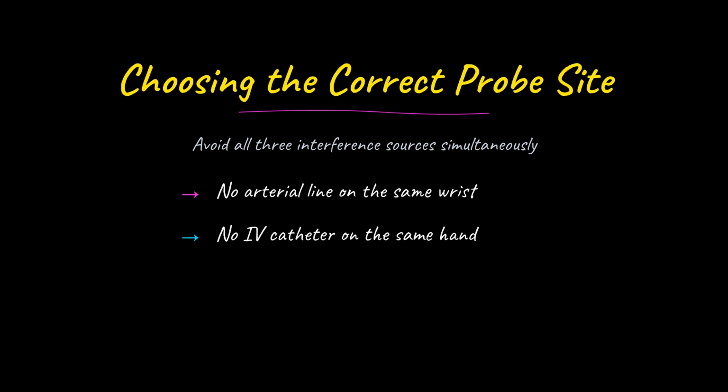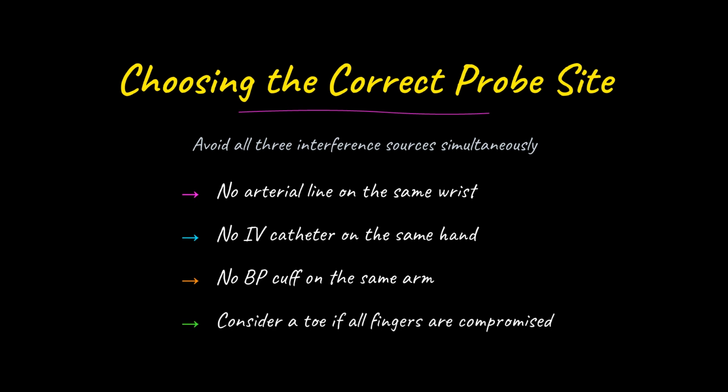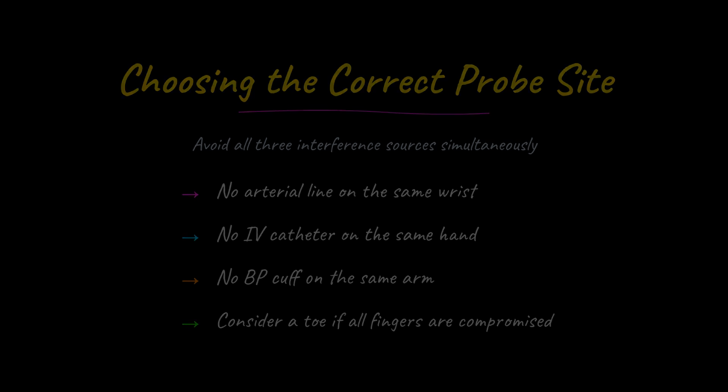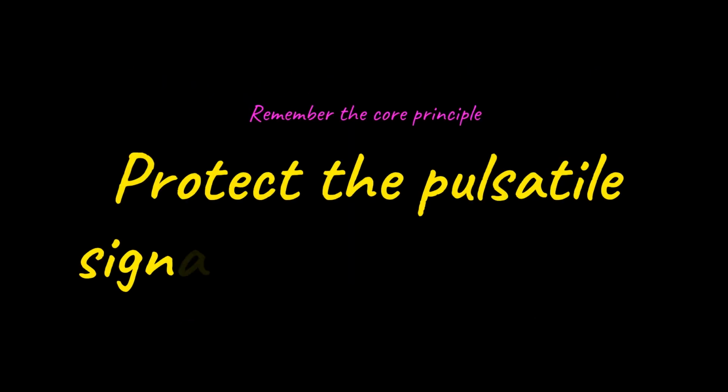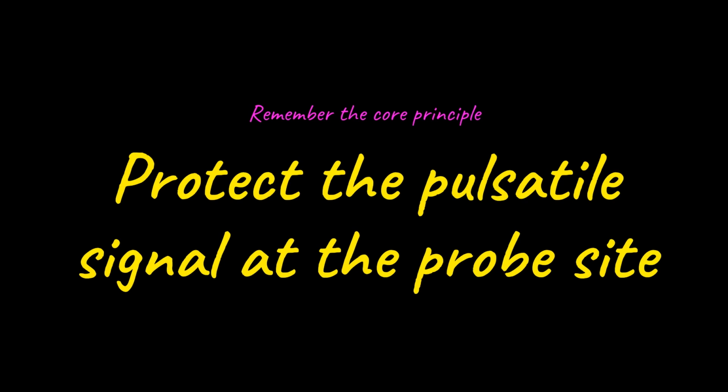A right-hand finger avoids the arterial line but stays downstream of the cuff and IV. When no finger is fully clean, a toe on the lower extremity avoids all upper extremity hardware entirely. Always ask whether anything at or upstream from the probe site could distort pulsatile flow. Nail polish causes optical interference and is solved by repositioning to a clear digit. But vascular access interference is hemodynamic and requires choosing a different limb entirely.